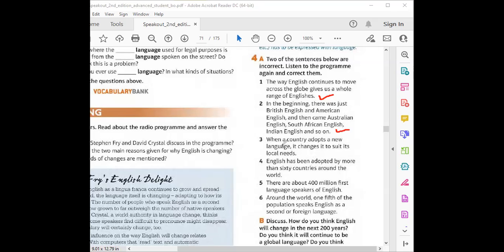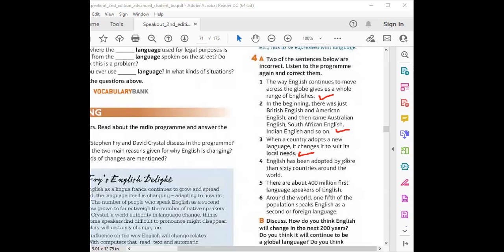Okay, when a country adapts a new language, it changes it to suit its local needs. I believe he said suitable circumstances. I believe this is a correct sentence because he said the language needs to adapt with everything related to the country and the language. So the culture, etc., everything. Yeah, okay. Now, let's go on to the next one.